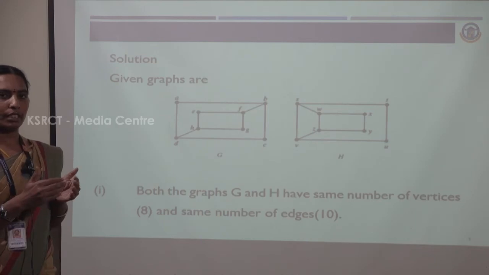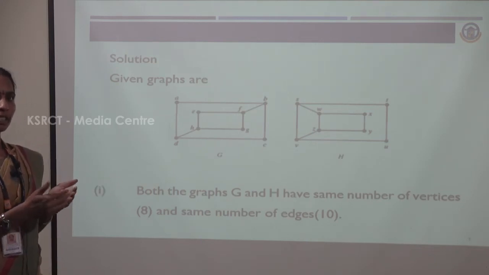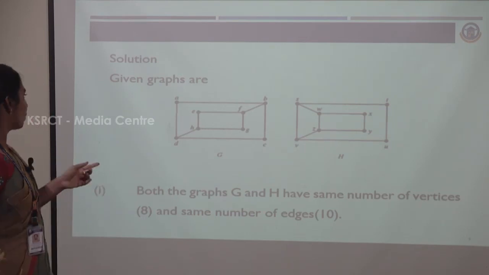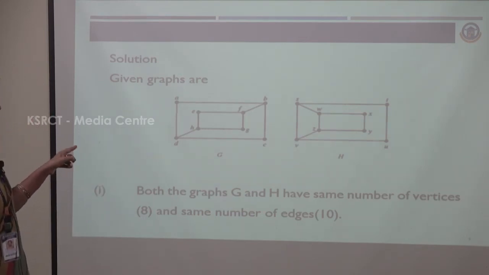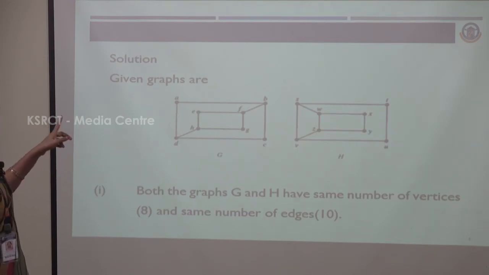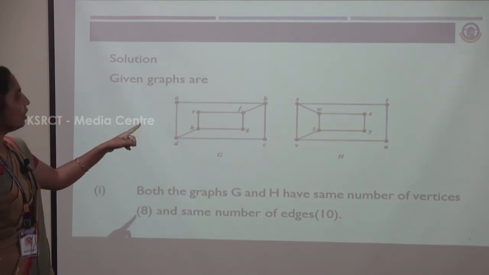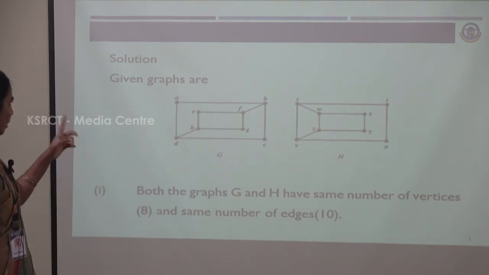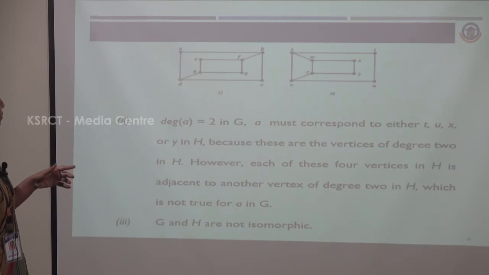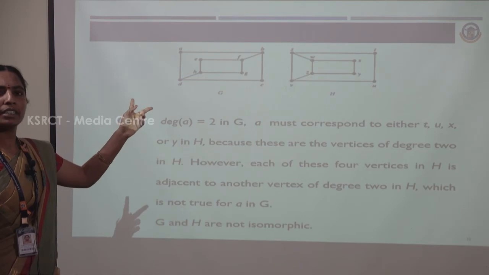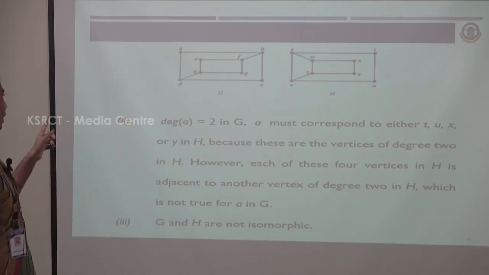Now we have to check the vertices, how many vertices and how many degrees. Both the vertices and degrees should be the same or not. Okay, let us see. Both graphs G and H have the same number of vertices. Graph G contains 8 vertices, and graph H also contains 8 vertices. Next we have to check the edges also. The edges are also the same. Both graphs have 10 edges. So next you have to check the degree of A.